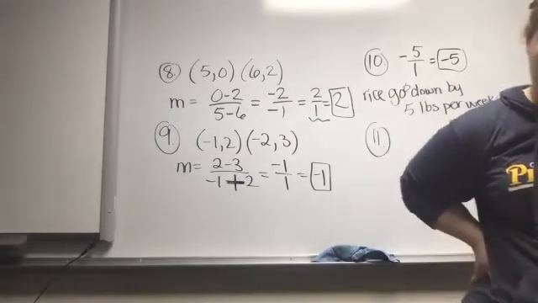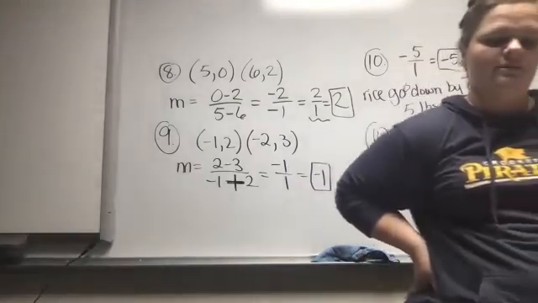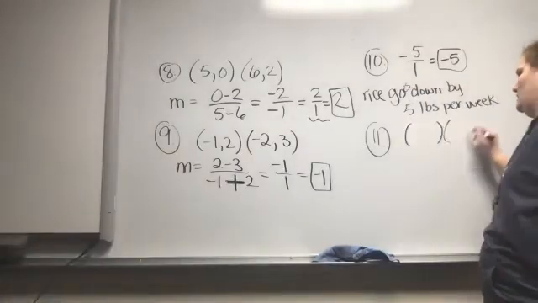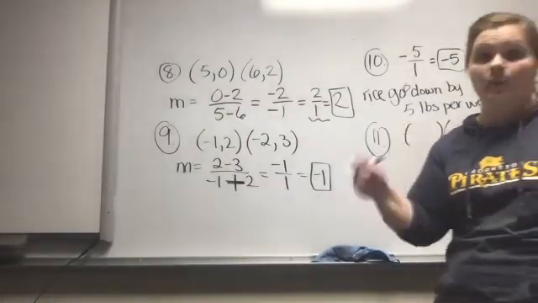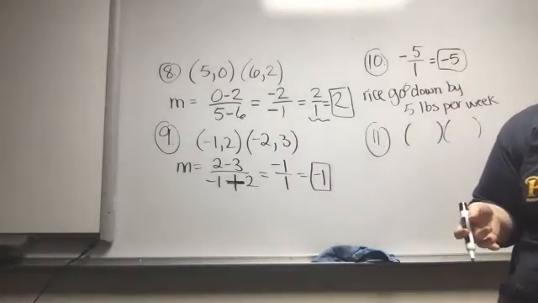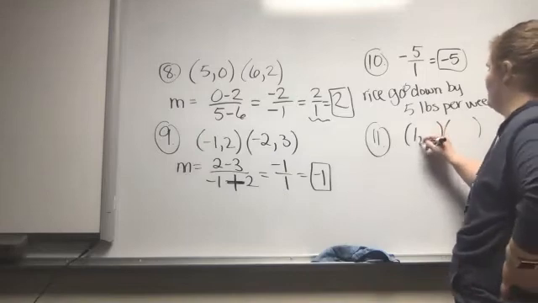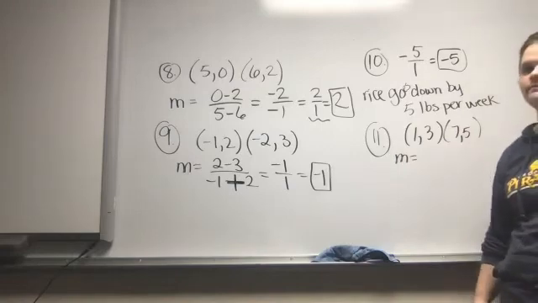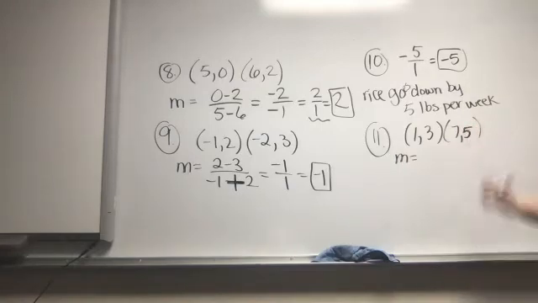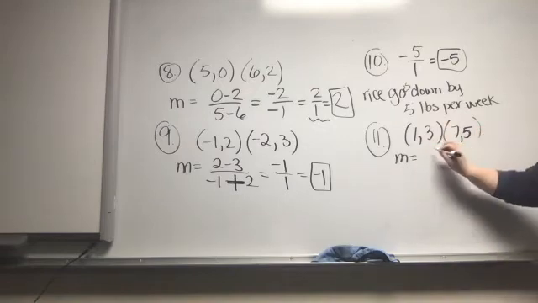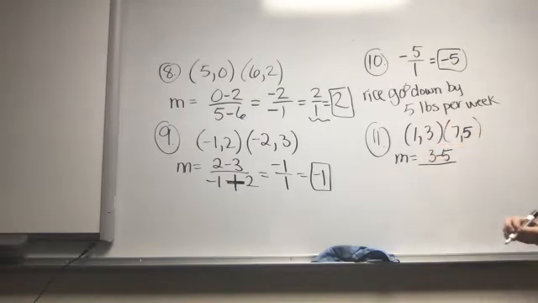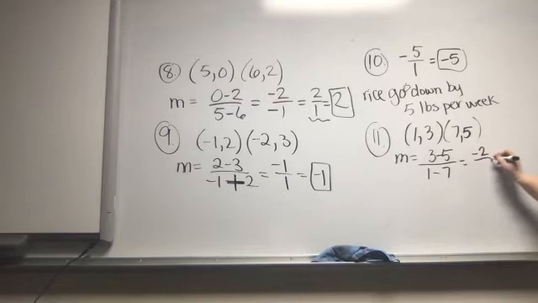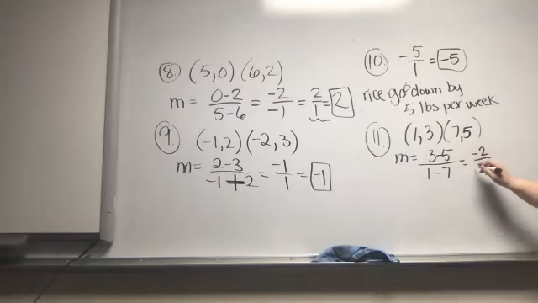Number 11, it says your classmate said that the slope of a line through 1, 3, and 7, 5 is 3. What error did your classmate make? So my suggestion to you is just figure out the slope first, and then you can see where the error came in. So we're going to take those 2 points, 1, 3, and 7, 5. And we're going to find out our slope. So M equals, okay, y minus y, so 3 minus 5 over 1 minus 7. 3 minus 5 is a -2. 1 minus 7 is a -6.